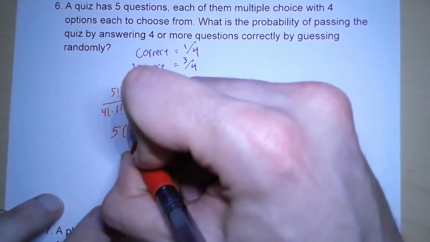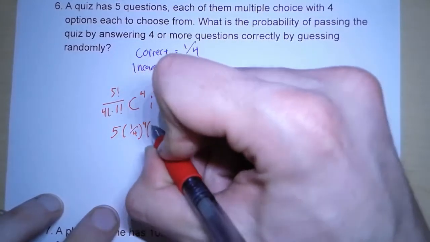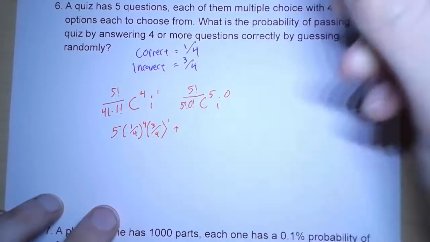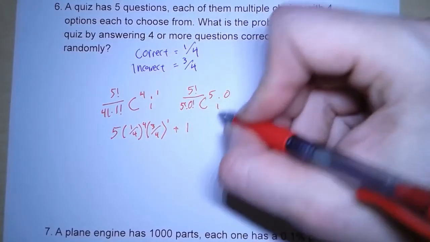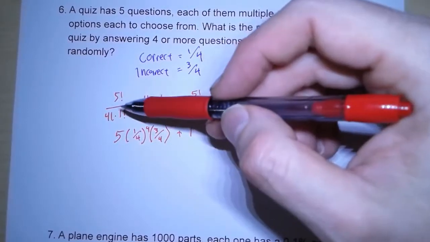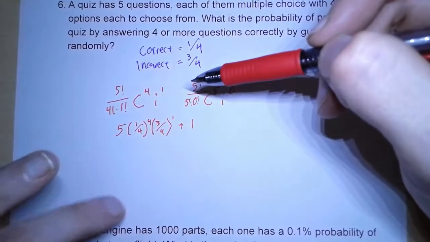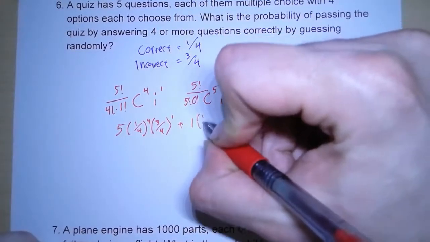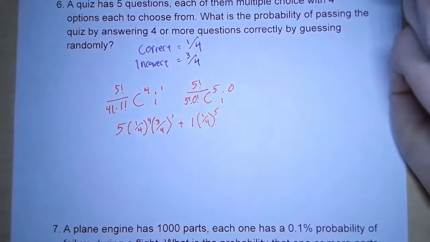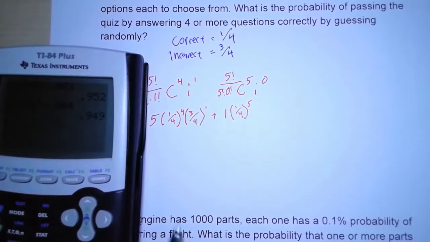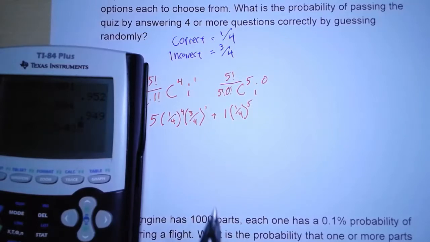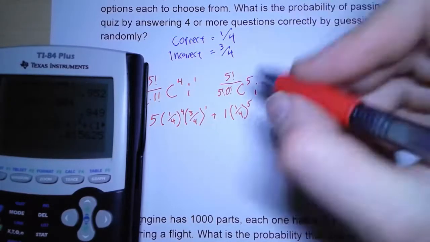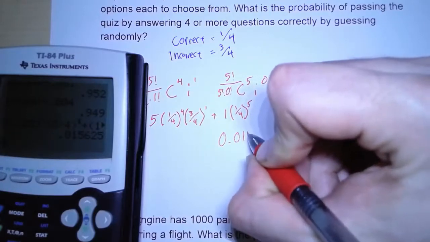Now we plug in 1/4 for our correct chance, and then 3/4 for guessing incorrectly. This coefficient is just 1 when we calculate it, because there's only one way of answering 5 questions correctly. But there are 5 ways of answering 4 right and 1 wrong. The first one, the second, the third, the fourth, or the 5th could be wrong. So plug in 1/4 to the 5th. So now in our calculator, we take 5 times 1/4 to the 4th times 3/4 to the 1st plus 1/4 to the 5th power. And so added all together, we get 0.0156 as our probability.